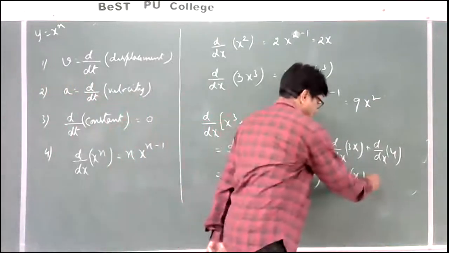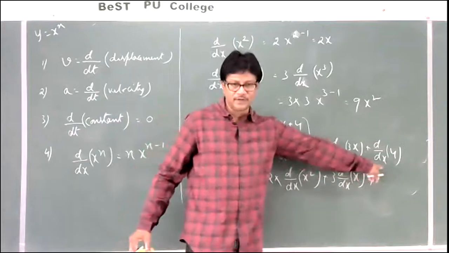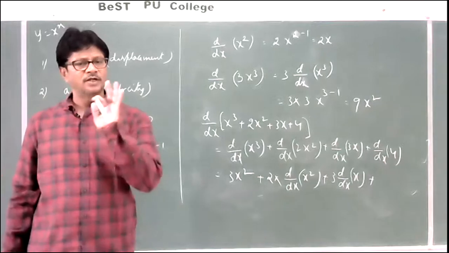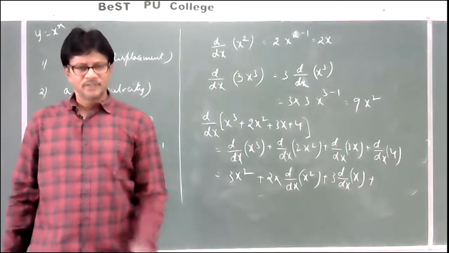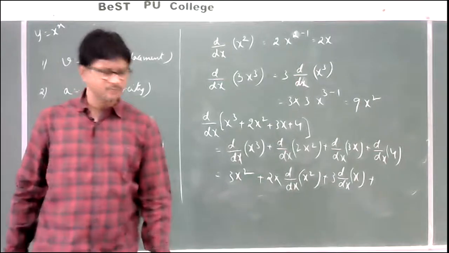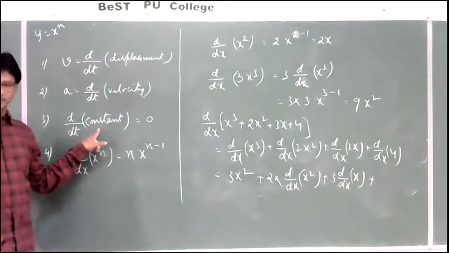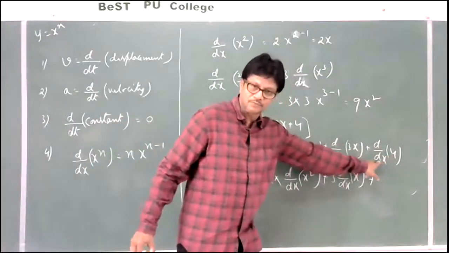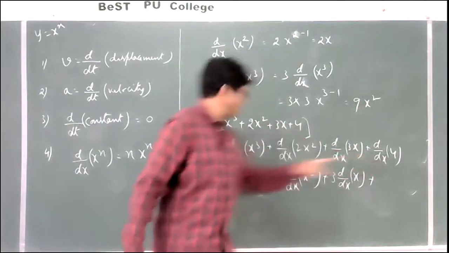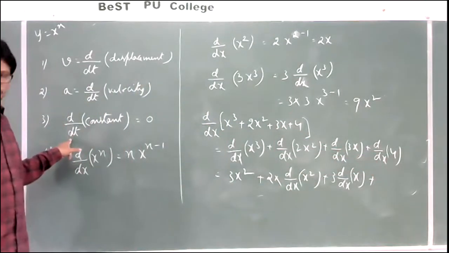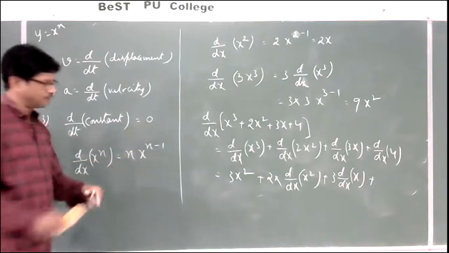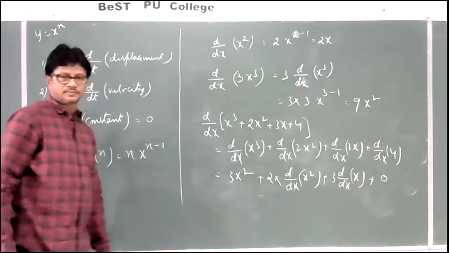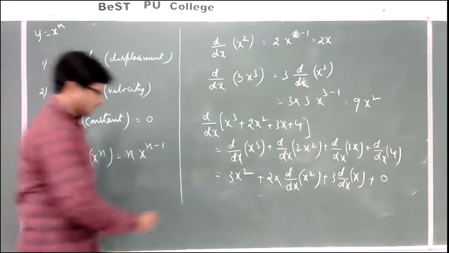plus ಇದು ಎಷ್ಟಪ್ಪ? What is the value of d by dx of 4? Is the 4 a variable or constant? It is a constant, because that 4 value does not depend on x now. Okay, so if you differentiate the constant with respect to any variable, we'll get 0. ಓಕೆನಾ?